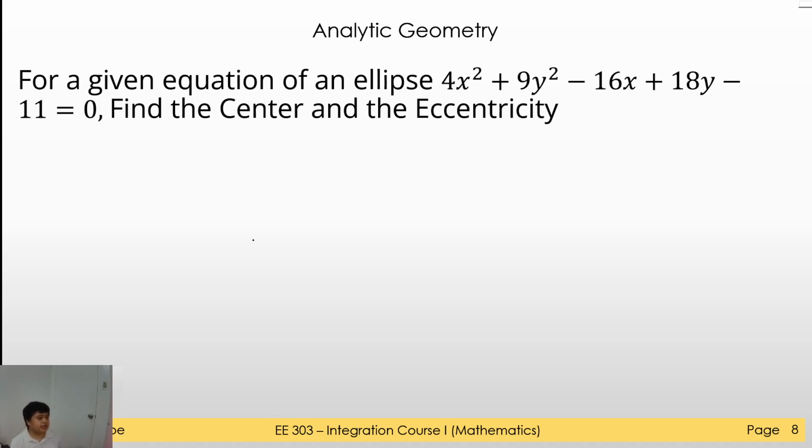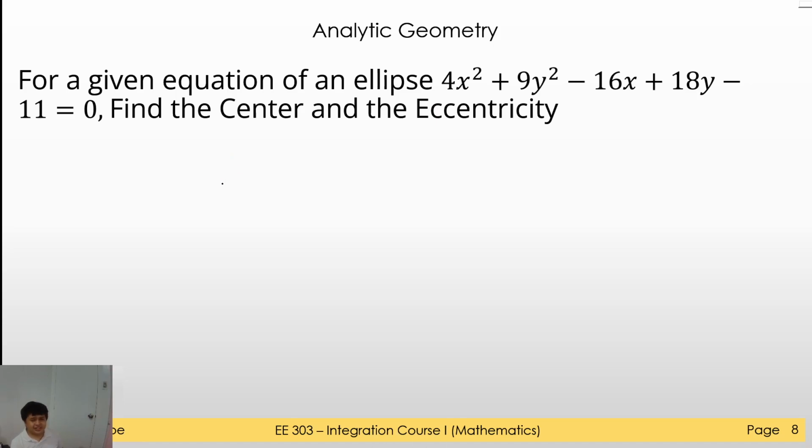Next one, so we have a given equation of an ellipse. Find the center and the eccentricity. Okay, how do we do this now? So we have 4x squared plus 9y squared minus 16x plus 18y minus 11 is equal to 0. So find the center and the eccentricity.